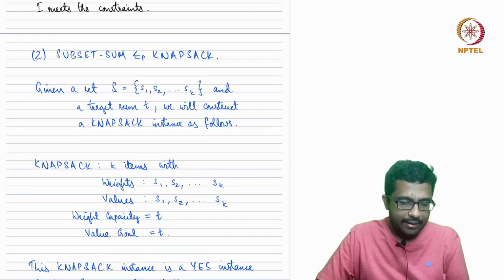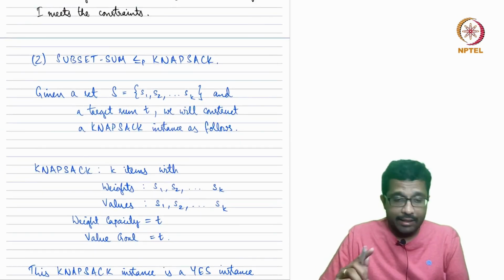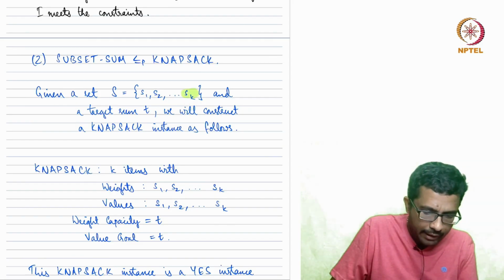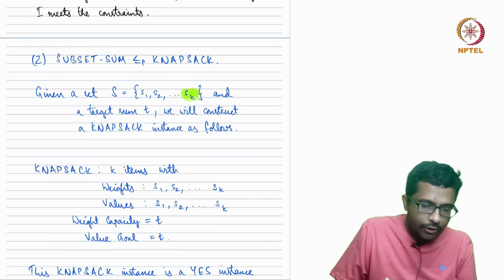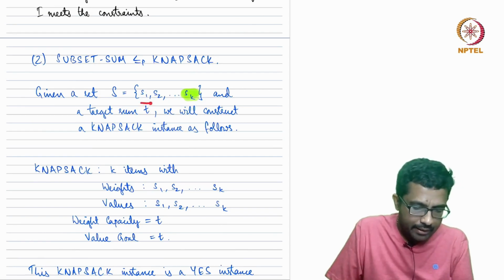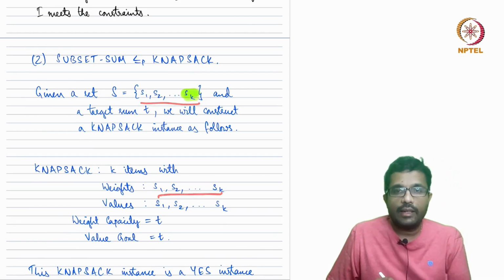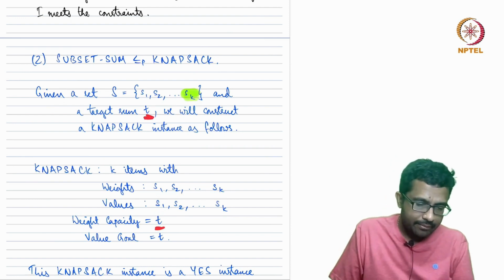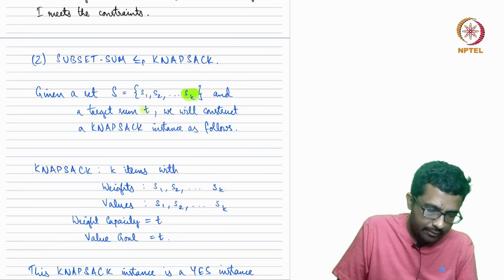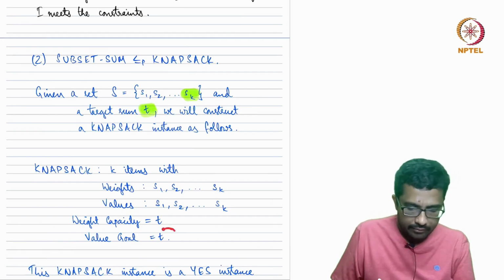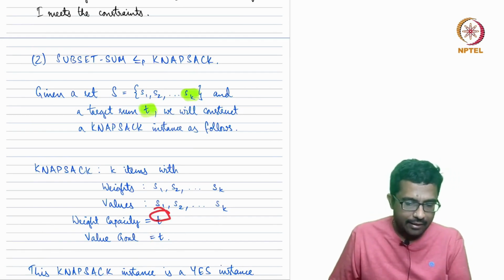So let us see what the knapsack instance is going to be. We have k items, where k is the same as this k, right? We have k items and the weights are going to be S1 to Sk, right? Whatever the numbers were in the subset sum instance, the weights are going to be the same, S1 to Sk. The values are also going to be the same, right, and the capacity is going to be T, which is the target sum, right? Capacity is going to be T and the value goal is also going to be T, right. So it's a very simple reduction.